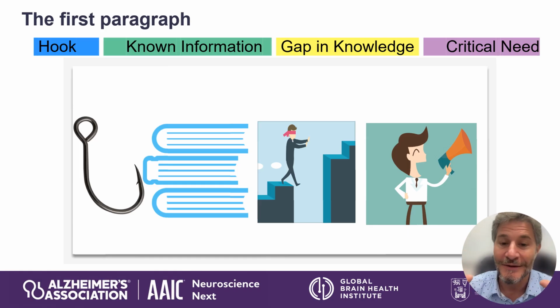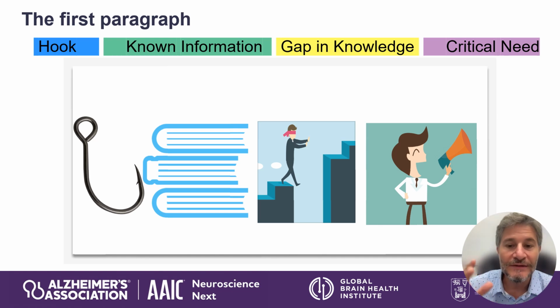So the first paragraph: first of all, you need to attract the attention of the reader with a hook. The hook is like, why a topic is interesting. And then you will tell the reviewer what is known about that topic, right?